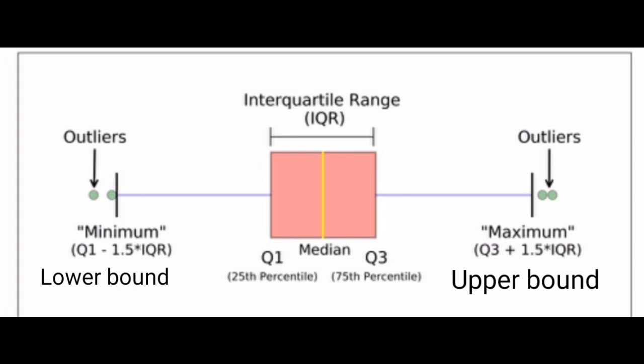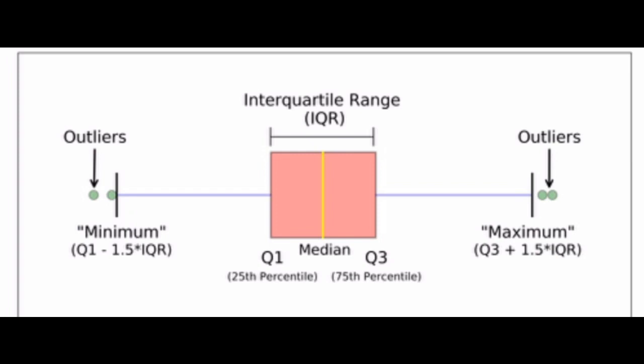Let's understand it further. The median Q2, or the 50th percentile, is the middle value of the dataset. The first quartile Q1, the 25th percentile, is the middle number between the smallest number, not the minimum, and the median of the dataset. The third quartile Q3, the 75th percentile, is the middle value between the median and the highest value, not the maximum of the dataset. Hope you guys have understood what the IQR is.